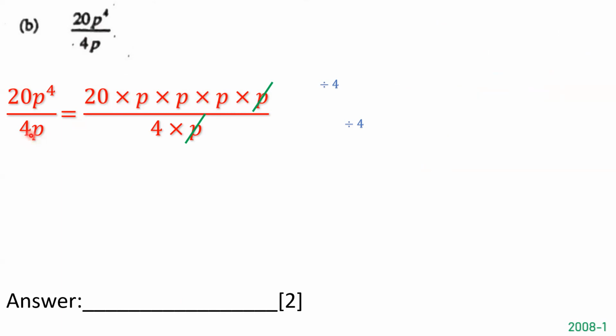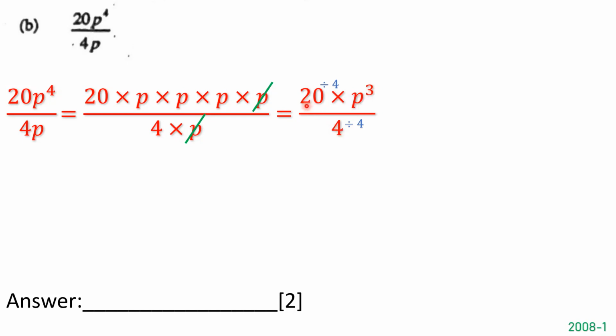And let's expand the bottom. The bottom is just 4 times p. And so what we can do is cancel the top as well as the bottom. So we have these two cancel out. And so we are left with 20 p times p times p. So that means we are left with 20 p to the third power because it's p 3 times. And then we are just left with 4 at the bottom because we already canceled out this p. And so we have 20 multiplied by p to the third power all over 4.